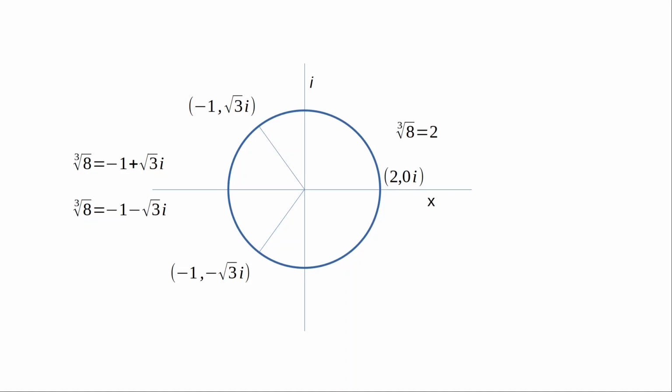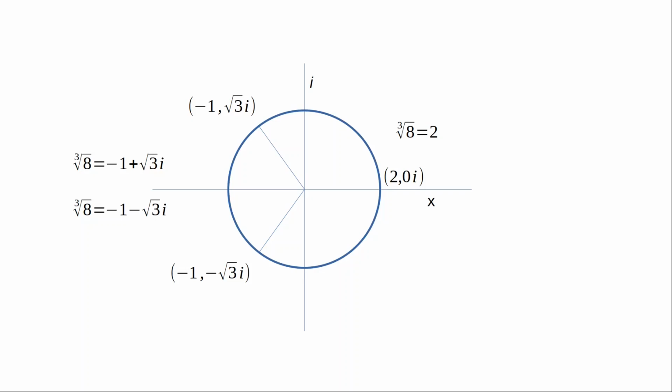We see those points and their corresponding complex values here. The principal cube root is 2. The first complex root is -1 + radical 3i, and the second complex root is -1 - radical 3i.